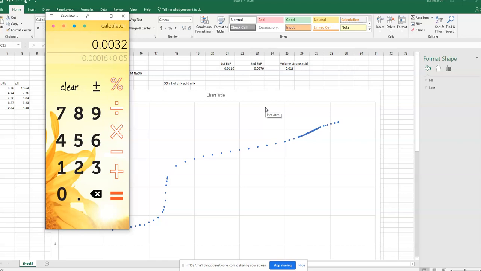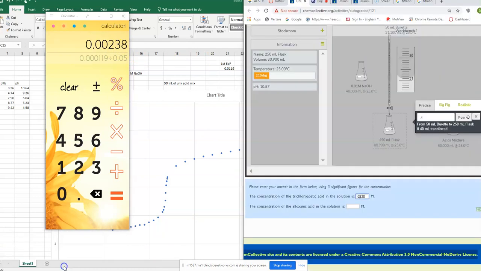That's not feeling right. Its concentration should be closer. I think, did you divide by 0.005 by accident on the last one? The first time, I think. I could be. 0.0119 times 0.01 divided by 0.05. Okay, yeah, 0.00238. So we were right, 0.00238.